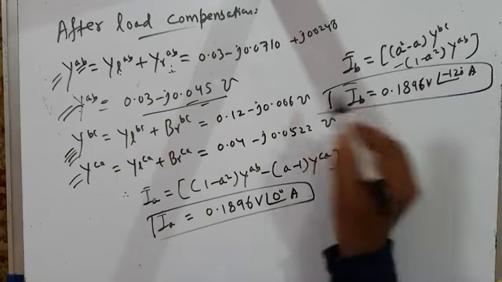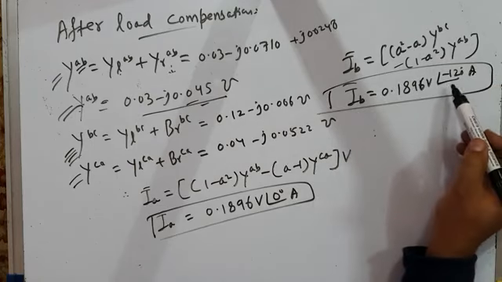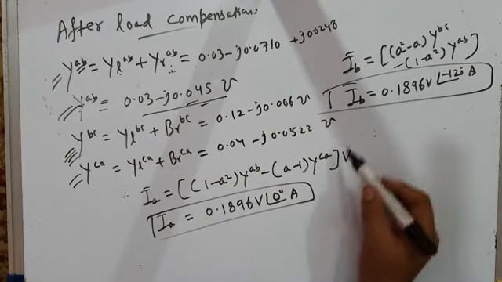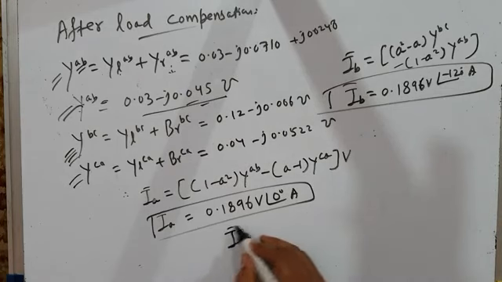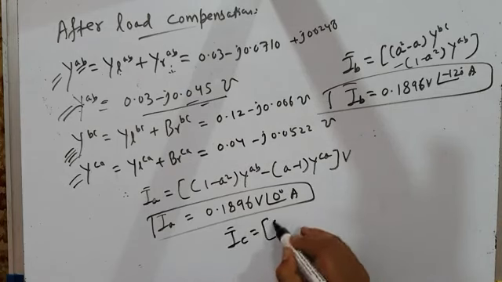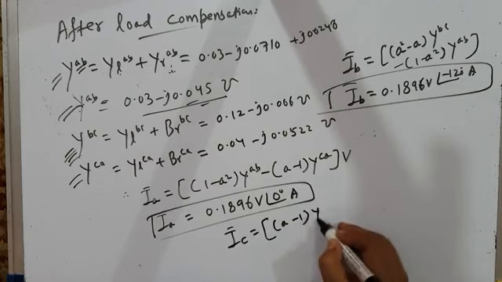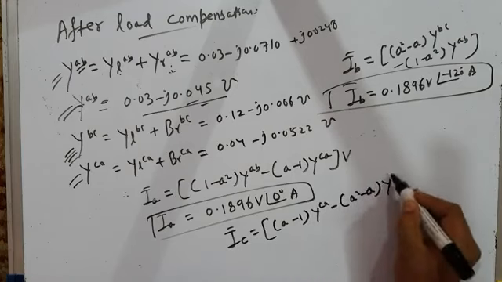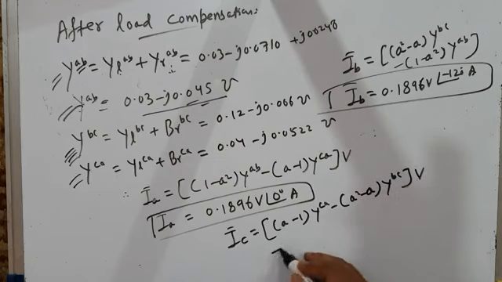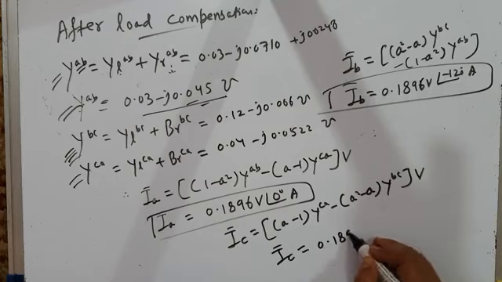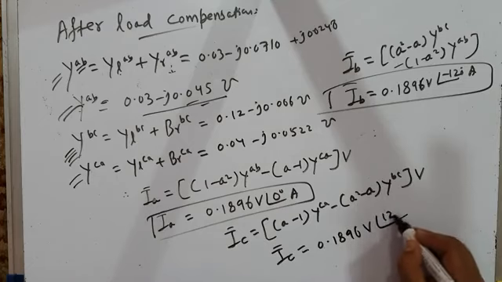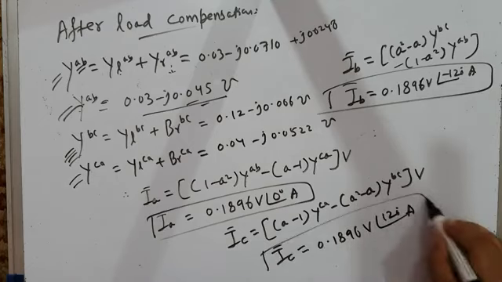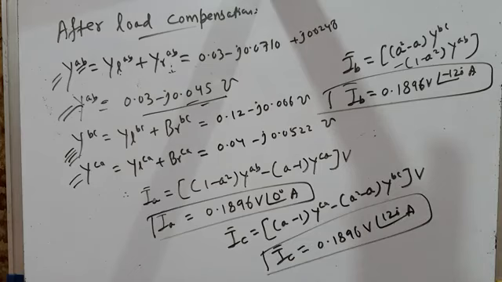This will come out in rectangular form, and when you transform it into polar form, this will be the value. Similarly, line current IC will be given by this formula: (A minus 1) into YCA minus (A square minus A) into YBC, into V. So IC will come out to be 0.1896 V at an angle of plus 120 degrees amps. So the compensator has done a great job for us. It has balanced all three line currents.